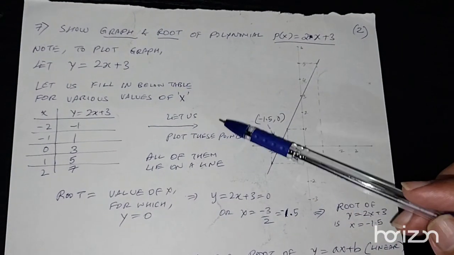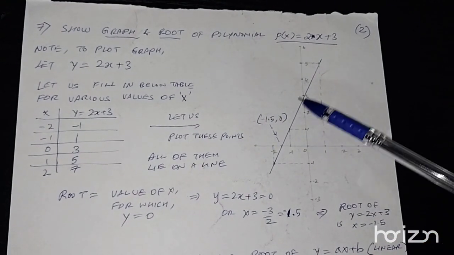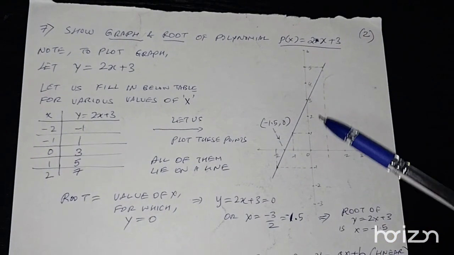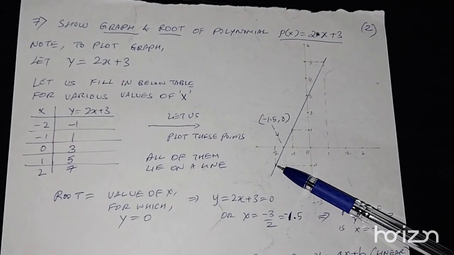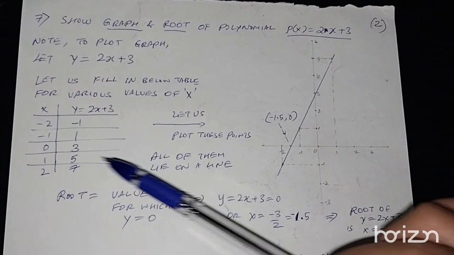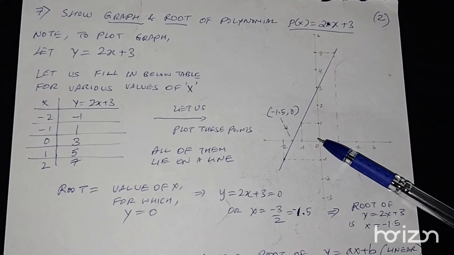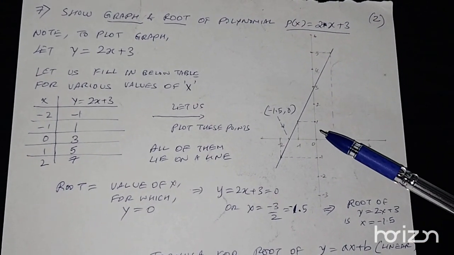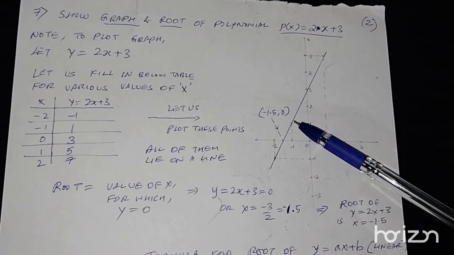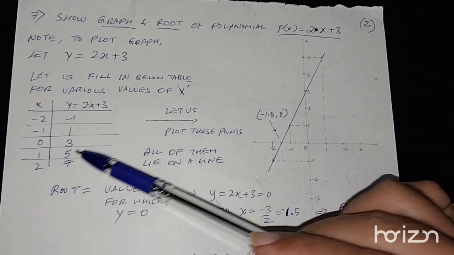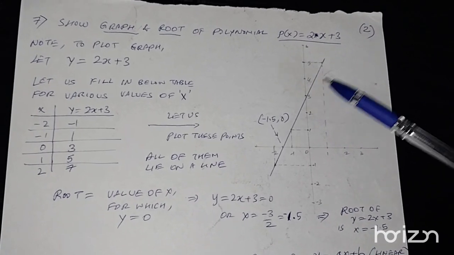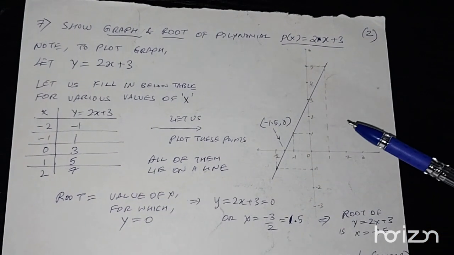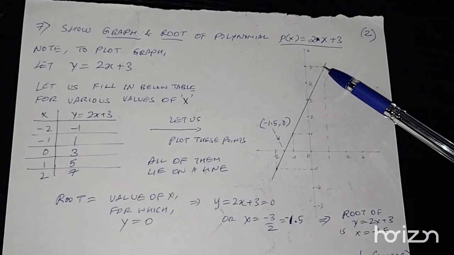Now let us plot them. So we have plotted them. See this, minus 2, minus 1, the point is here. You go minus 2 on the x-axis, minus 1 on the y-axis, so this is one point. The next point is minus 1, 1. You go minus 1 on the x-axis and 1 on the y-axis, we have plotted that point. We have plotted 0 comma 3. When x is 0, y is 3, we have plotted that point. Then 1 comma 5, we have plotted this point.